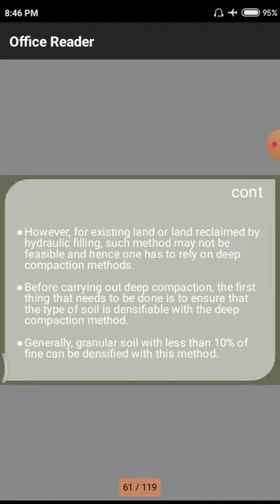Next, for existing land, the land is reclaimed by hydraulic filling. Such a method may not be feasible, and hence one has to rely on deep compaction methods. That means in some cases we need to do hydraulic filling. We fill the voids present in the particular soil using hydraulic methods. Hydraulic methods are preferable only up to some level. Beyond that level, the soil strata will definitely be affected by the entrainment of excessive amounts of water.